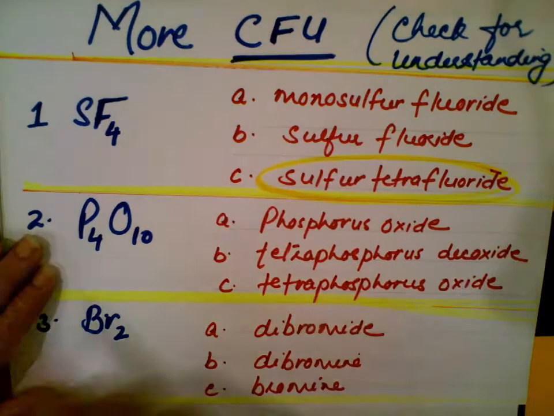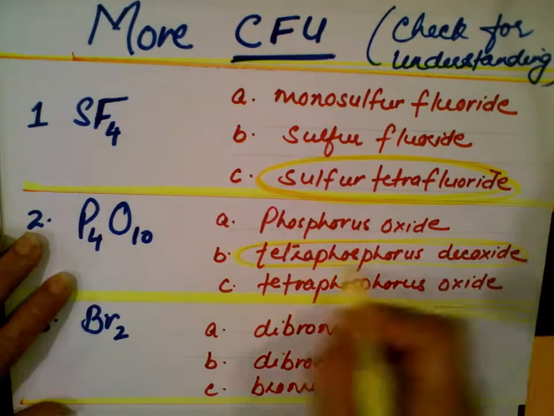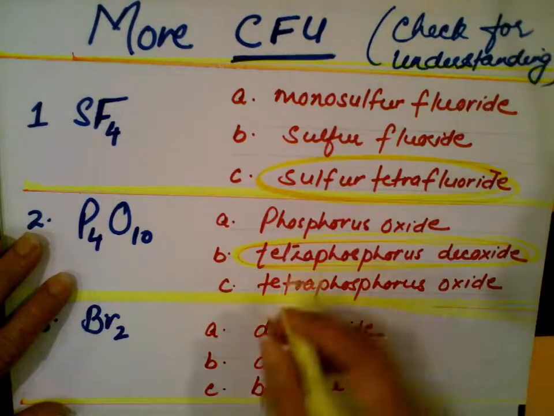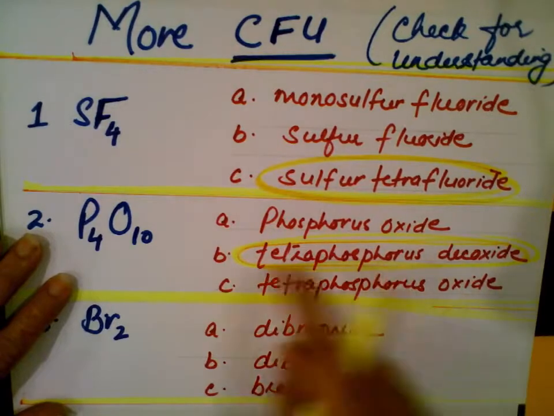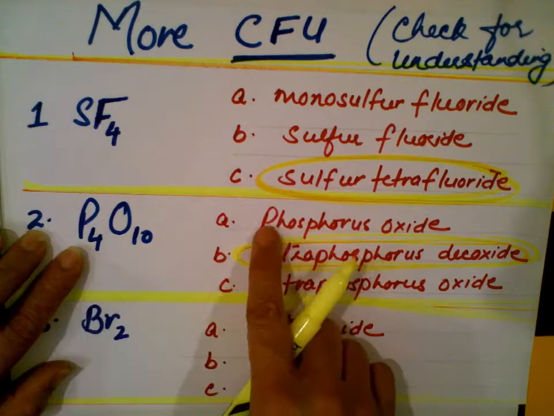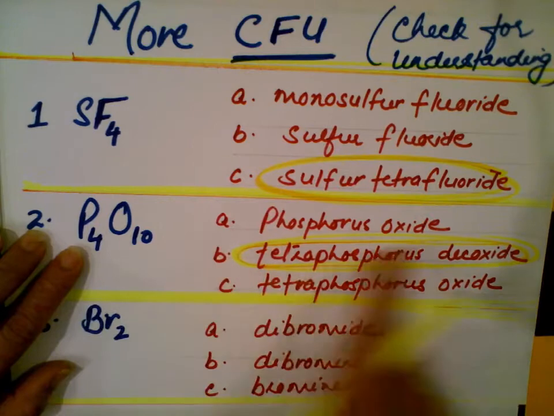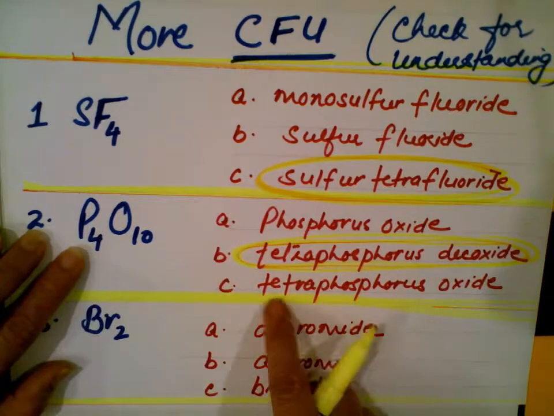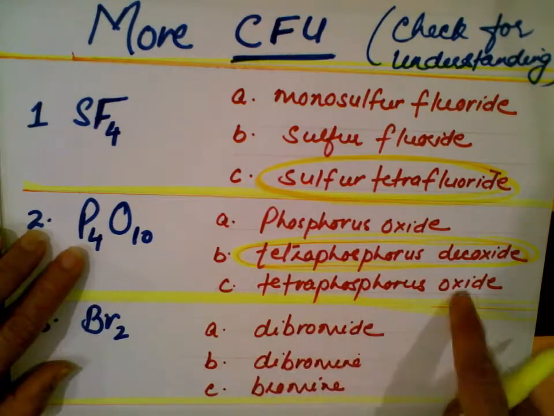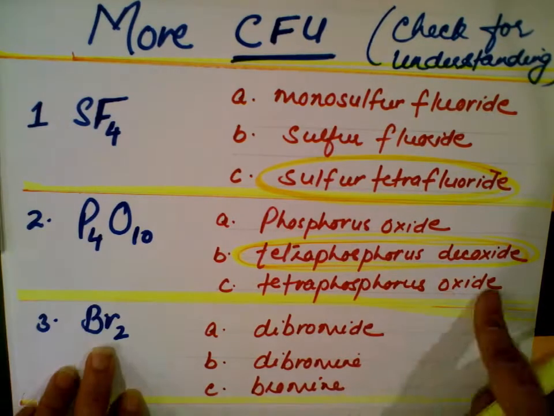Now number 2, if this is the one you picked, B, that means you got it right. Because here you have 4 phosphorus, we did need a prefix and it's not used here. Here we did use prefix for both of them, and the last one is incorrect because we did not use prefix for oxygen, which is oxide.